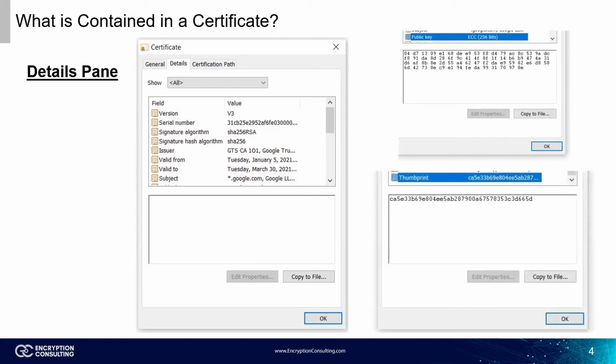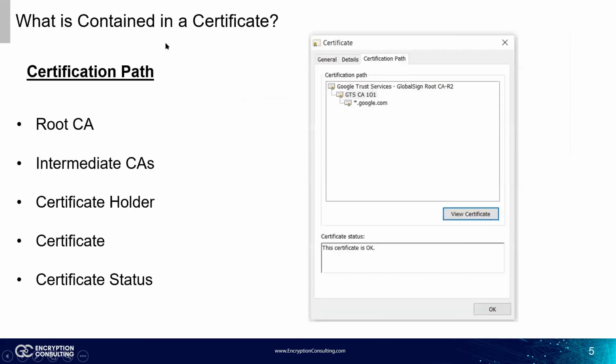One final important field in the details pane is the thumbprint. The thumbprint, created with hashing, is an abbreviated form of the certificate. This makes it much easier to store a number of certificates together. There are many other fields within the details pane, but these are the most important ones. Finally, we have the certification path or chain of trust. This panel can be reached by selecting the certification path tab.